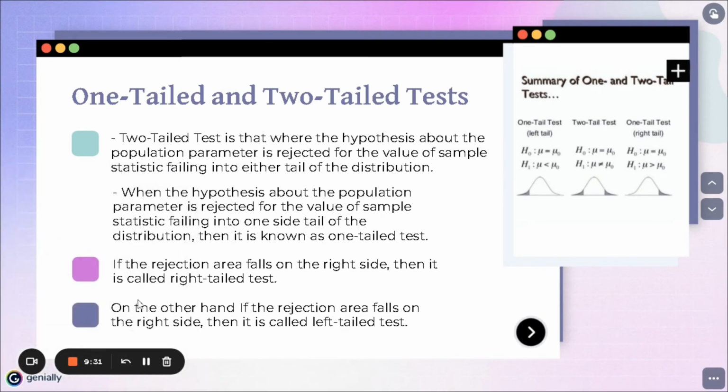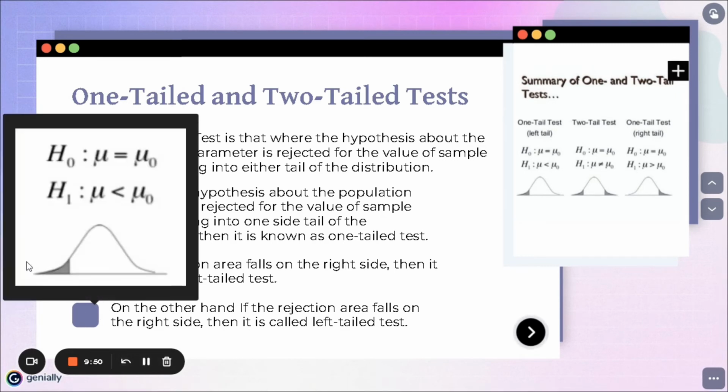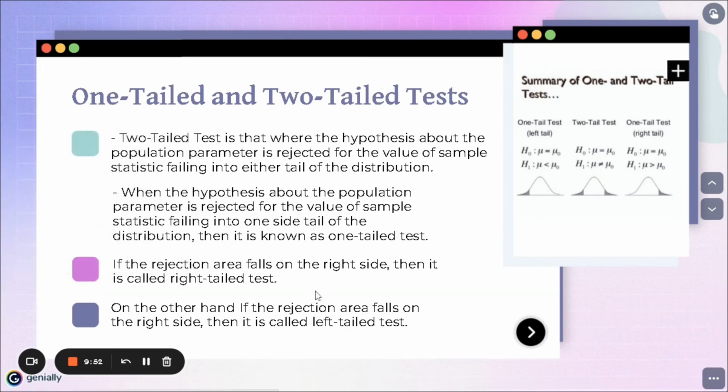On the other hand, if the rejection area falls on the left side, then it is called a left-tailed test. If the rejection area falls on the right side, then it is called a right-tailed test.